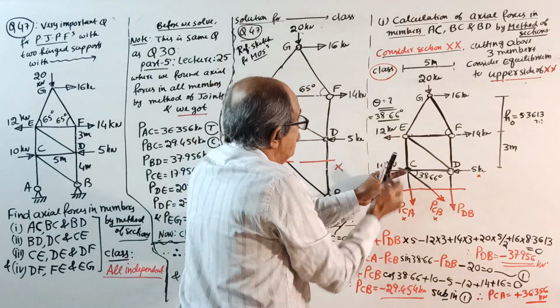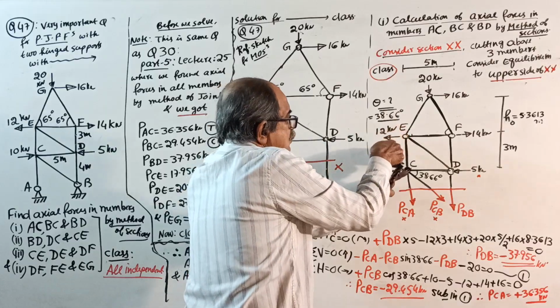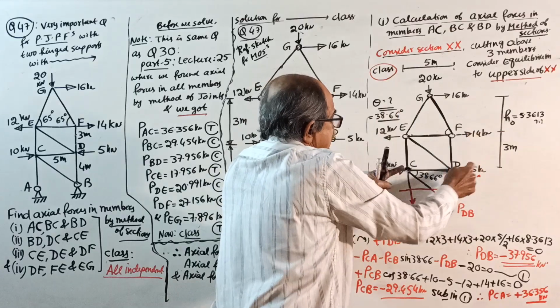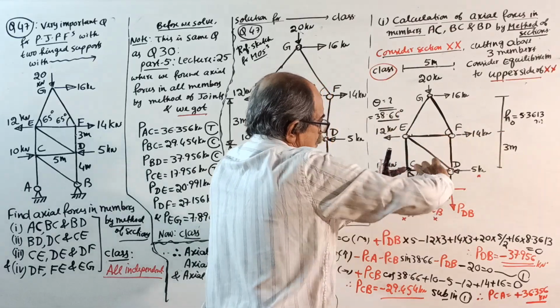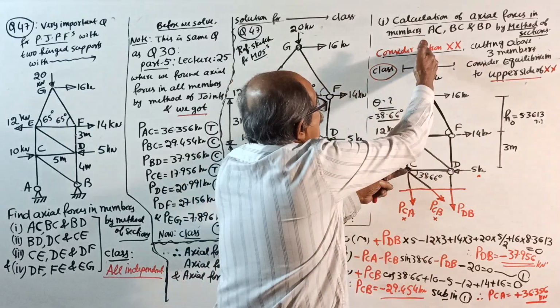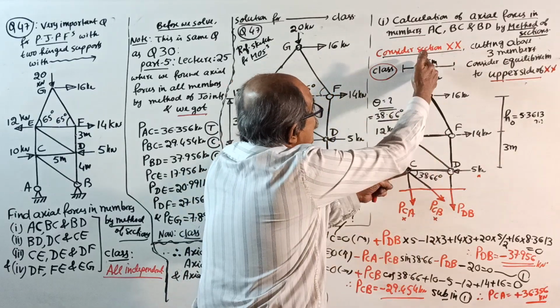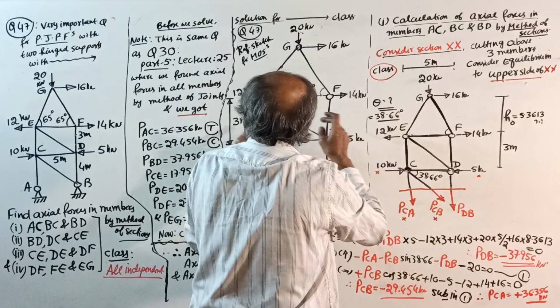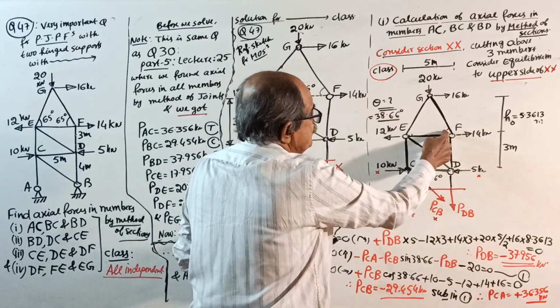Minus 12 into 3, anti-clockwise. Plus 14 into 3. Over. Next, 20 into vertical force, from here to here, this distance. Since it is symmetrical, 65 degrees, not required now.